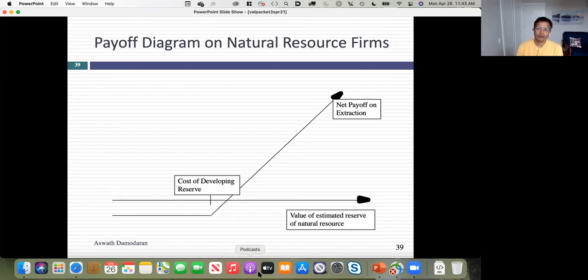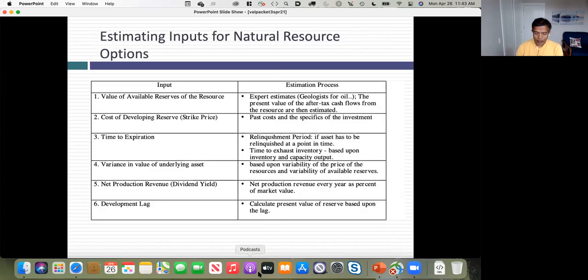Undeveloped reserves at a natural resource company have all of the characteristics of a call option. And in fact, you can value it as such if you can somehow get the inputs. Let's see what the inputs would look like to value undeveloped reserves as an option. Let's start with the S. The S in this model will be the value of the oil that you think is under the ground.